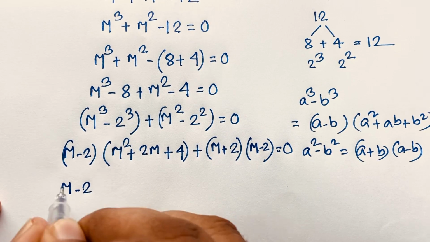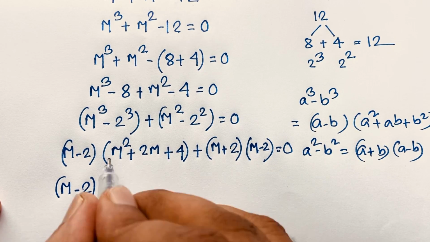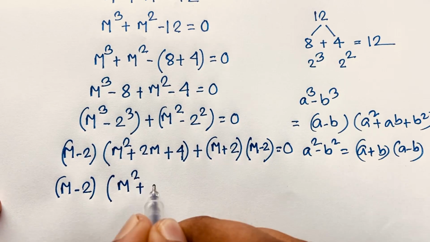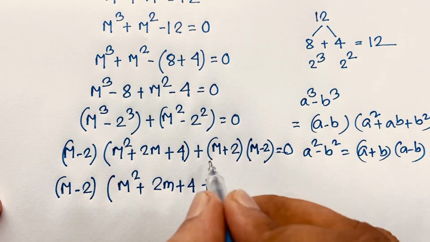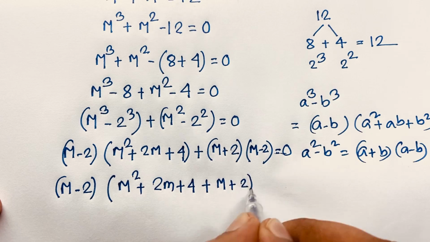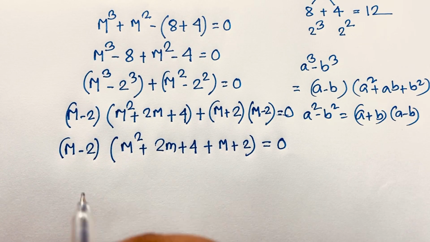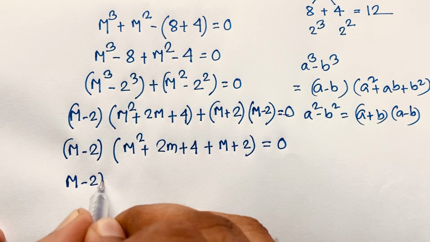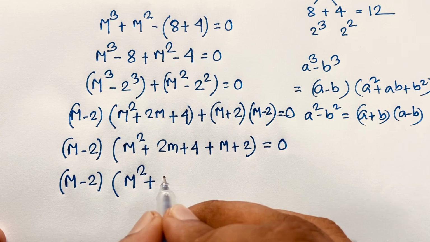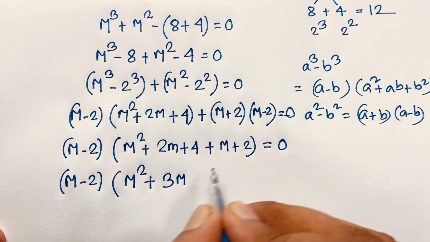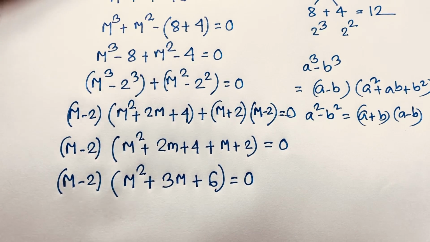So if I take here m minus 2, then dividing gives m squared plus 2m plus 4, plus this divided by this gives m plus 2, equal to 0. Now you can easily see here m minus 2 is our first case, and for the other case, m squared plus 2m plus m is 3m, then 2 plus 4 is 6, equal to 0.